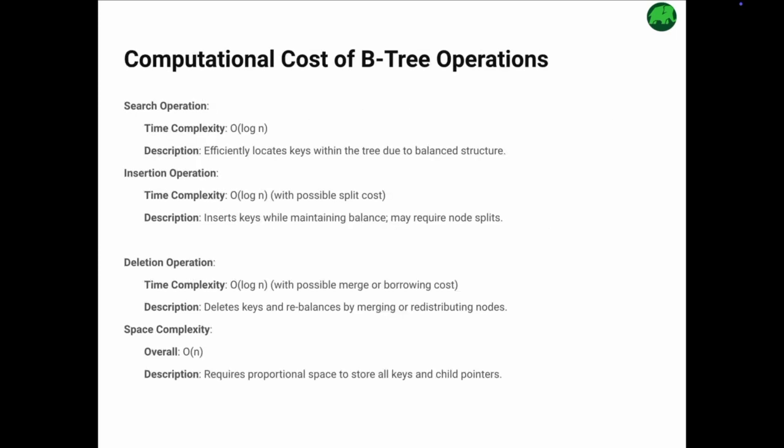Now let's look at the nitty-gritty of B-tree operations. Search operation quickly finds keys in O(log n) time, while the insertion operation adds a new key while maintaining balance, even if it means splitting nodes. And the deletion operation removes keys without disrupting structure. Sometimes merging or redistributing nodes is necessary. Likewise, space complexity is O(n), ensuring we efficiently use storage while managing data.